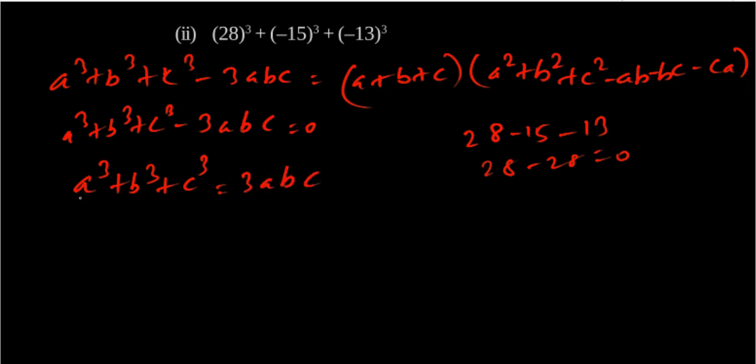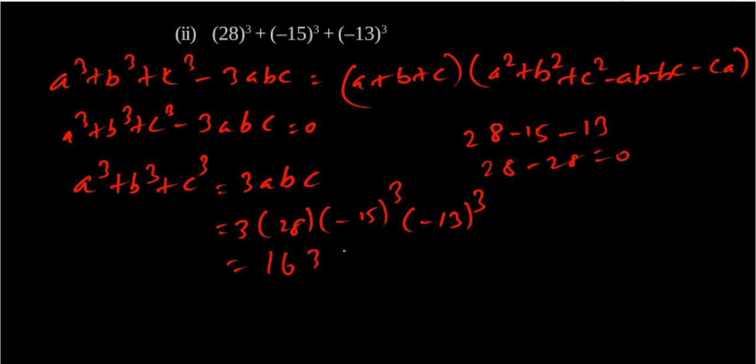So, we have to get a cube plus b cube plus c cube only. Instead of doing all these cubes, we can only multiply this with 3. That itself is enough. So that is nothing but 3 times 28 into b is minus 15 into c is minus 13. So if we multiply all these numbers, we will get 16,380.